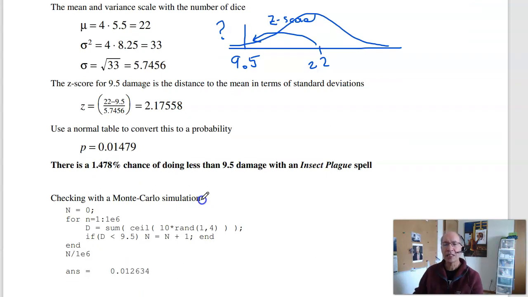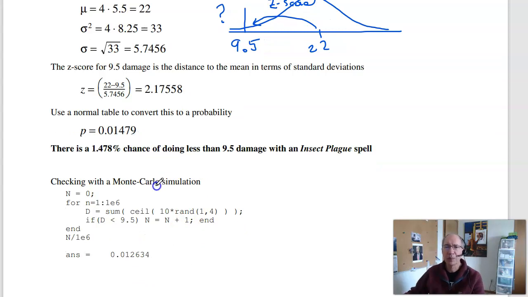Not asked for, but I can check in Monte Carlo. Cast 1 million insect plagues, count how many times the damage is less than 9.5, and that wound up being 1.2%. Normal approximation said 1.4%. It's in the right ballpark. Probably the right answer.